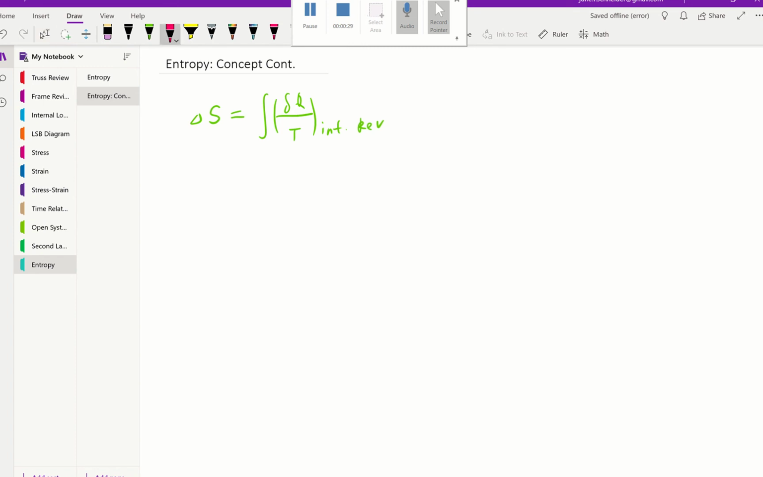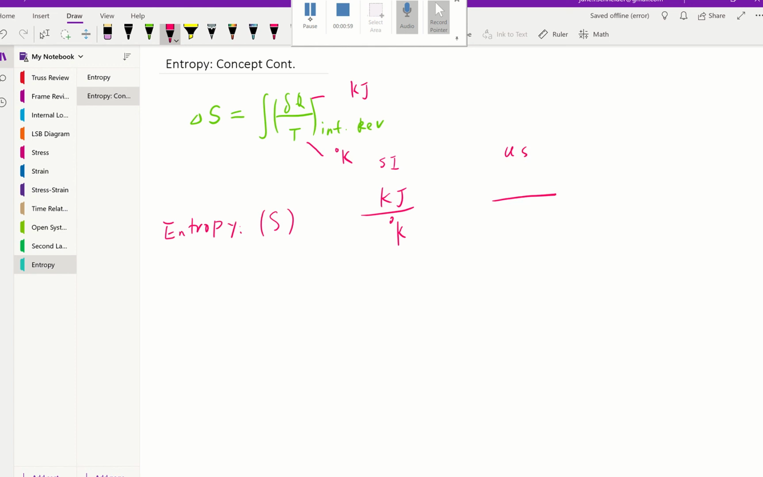Now let's look at this formula. Q is a heat transfer, which is in units of kilojoules, and temperature is in units of Kelvin. And so the entropy, big S, is going to have a unit of kilojoule per Kelvin in the SI unit system. How about for the US system?